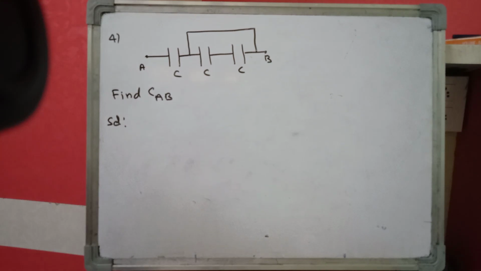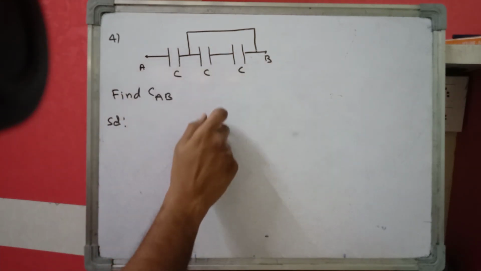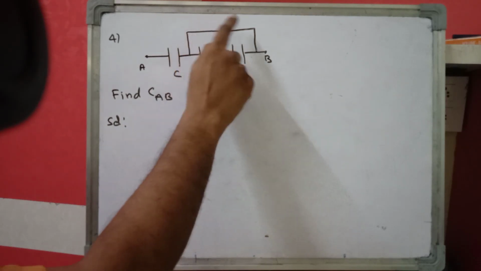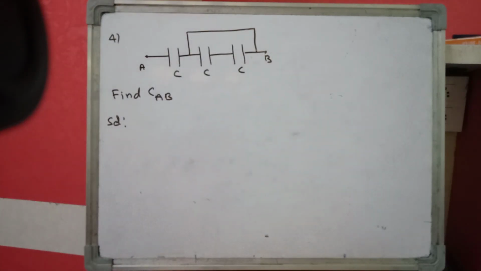Now let us solve this problem. There are three capacitors connected in this way between A and B, but these two capacitors are again connected with the help of a wire. This is a conducting wire. You are asked to find the effective capacitance across A and B.